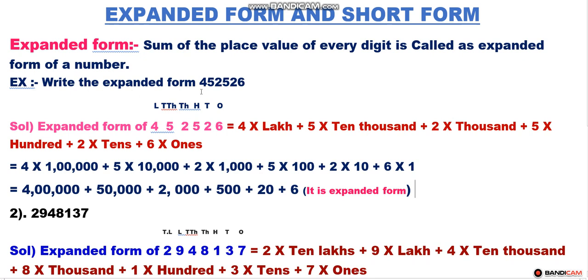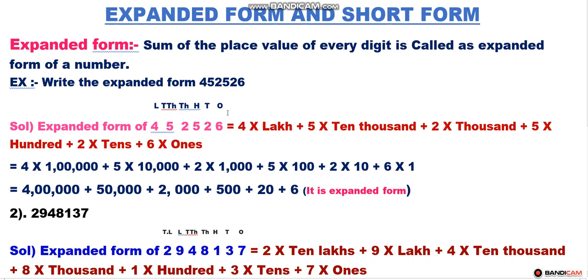Write the expanded form of 452526. To write the expanded form of any number, first you arrange the places of every digit in the number. Here, what is the given number? 452526. First you arrange the places.